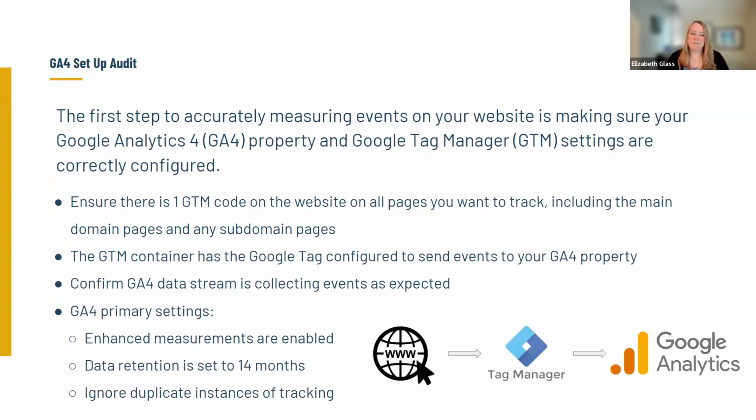And you do want to confirm that the GA4 data stream is collecting events as expected. You'll see in your GA4 console that it will tell you that it's collecting events, or you can go into your real time and see that people are actually on your website right now. In GA4, you do want to make sure you have your primary settings set. So you want to look at enhanced measurements and make sure they're enabled. You want to look at your data retention and make sure it's set to 14 months. And then you also want to look at your tag configuration and make sure that ignore duplicate instances of tracking is checked. You just want to make sure that you're only getting one set of data rather than duplicate tagging.